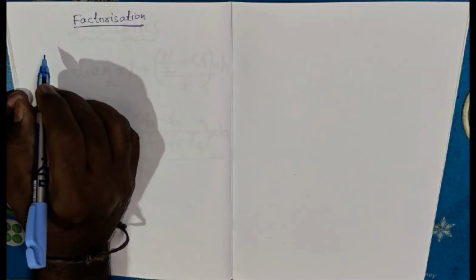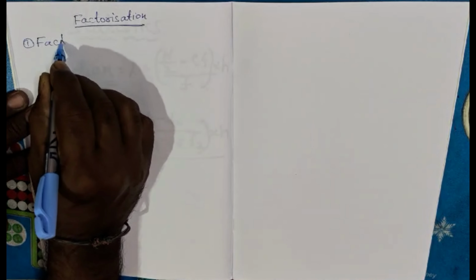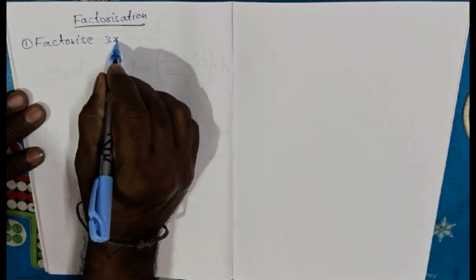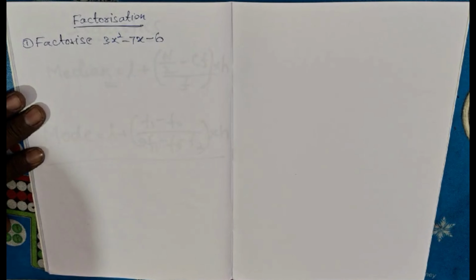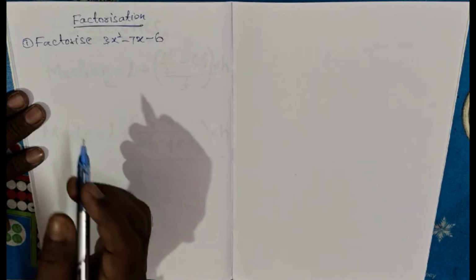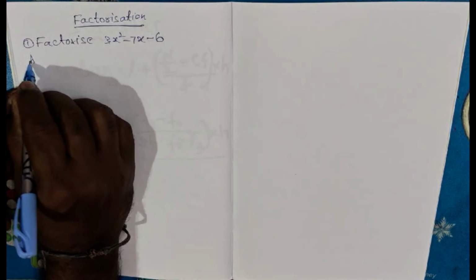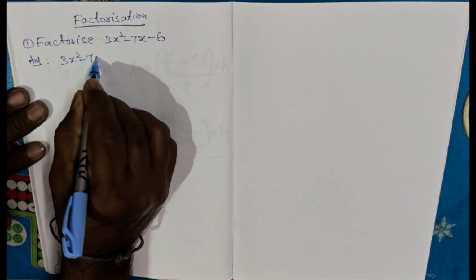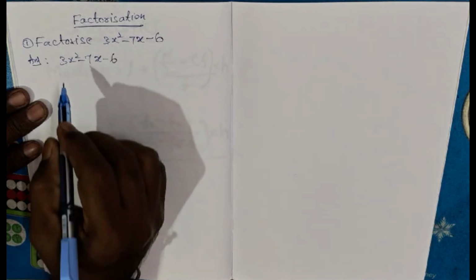Let us take an example. Question 1. Factorize 3x square minus 7x minus 6. So how to factorize this one? Answer: we have to copy the same, 3x square minus 7x minus 6. I am going to tell the steps you have to follow to get the factors.